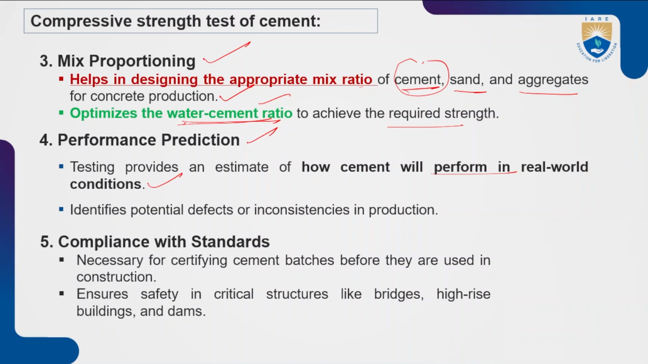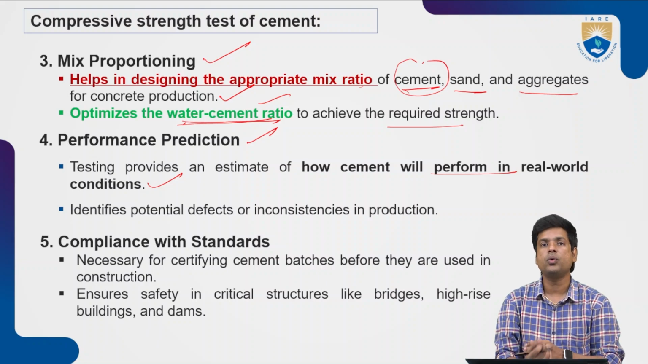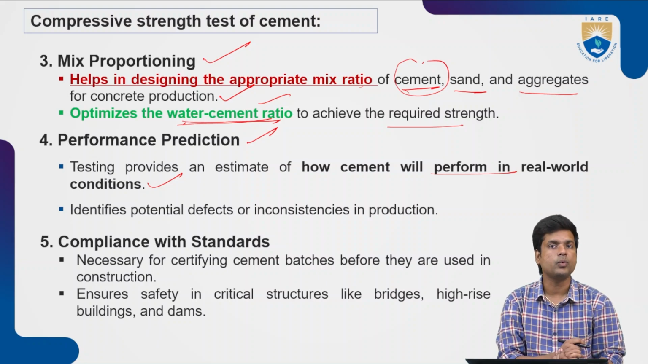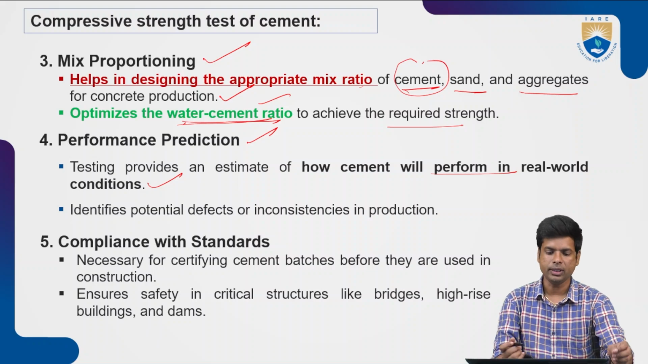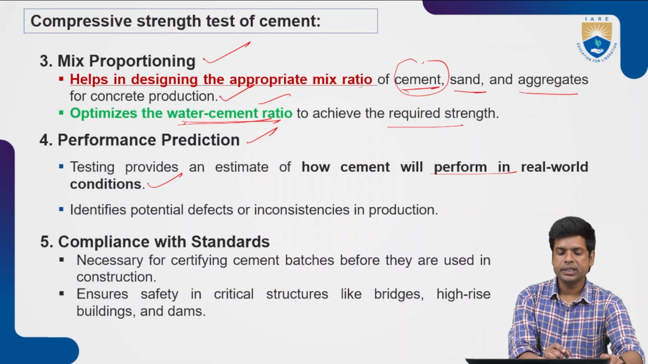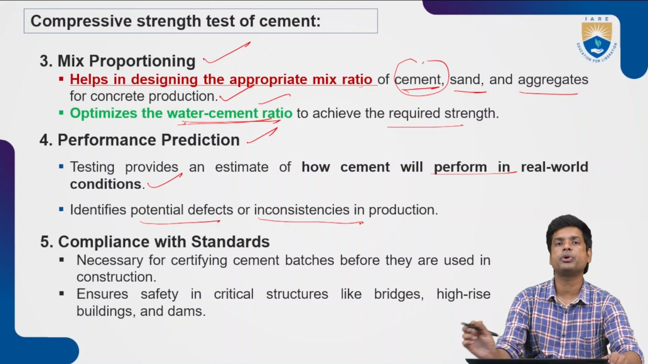Next, this particular testing will give the idea about how it will perform in the construction, after constructing the buildings, how it is going to perform. That is what we are going to know when you cast the cement cube and when you test it. And next one, identifies potential defects or inconsistencies in production.